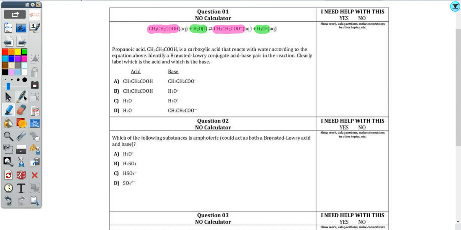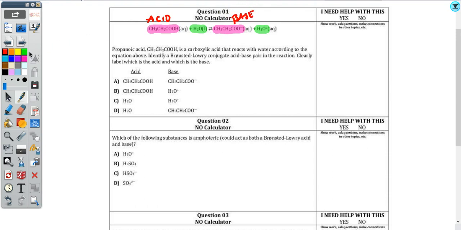And then it comes down to your understanding of the definitions of acids and bases to identify what's the acid and what's the base. So as I compare the two things highlighted in pink, in order for this propanoic acid molecule to become the propanoate ion, it has to have lost a hydrogen ion, or donated a hydrogen ion. So by definition, that makes this an acid, and this is going to be its conjugate base.